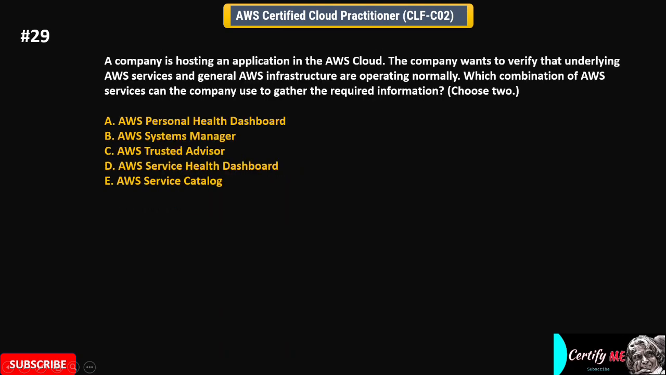Next one. A company is hosting an application in the AWS cloud. The company wants to verify that underlying AWS services and general AWS infrastructure are operating normally. Which combination of AWS services can the company use to gather the required information? Choose two options. Option A, AWS Personal Health Dashboard.